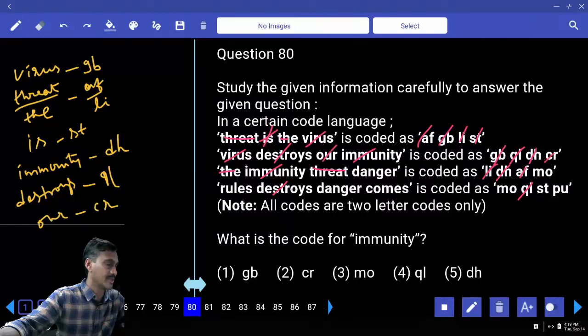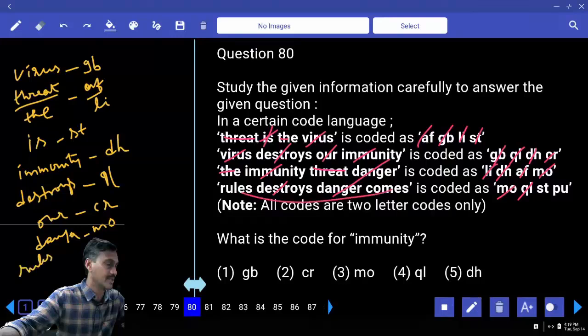And in this one, danger is the word that is common between 3 and 4, isn't it? And what is the code that is common here? MO. The code for danger is MO. And rules and comes are the 2 words that are left over. రెండు మిగిలిపోయి 2 codes మిగిలిపోతాయి. And what are the codes for these two? STPU in any order. These are the words and their corresponding codes.